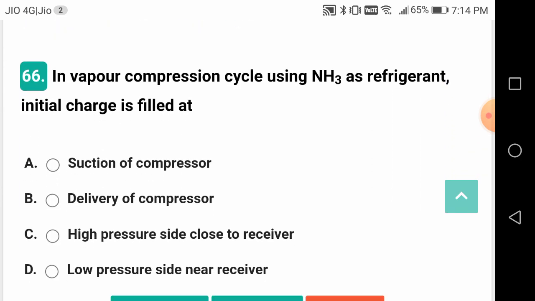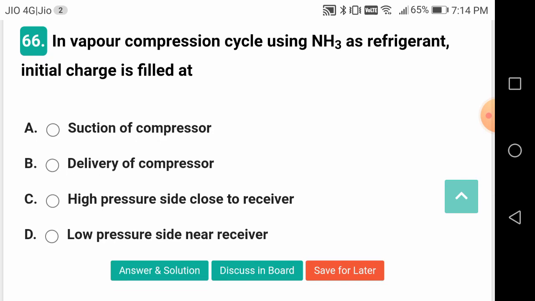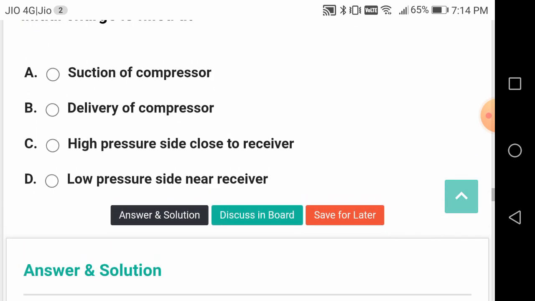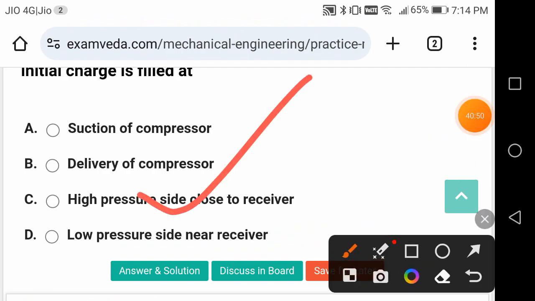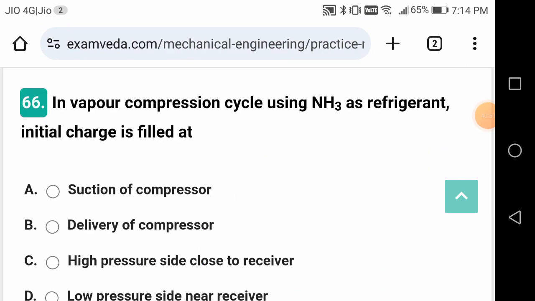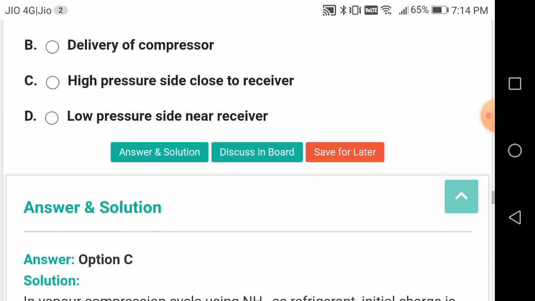In a vapor compression cycle using NH3 ammonia as refrigerant, the initial charge is filled at the high pressure side close to the receiver. High pressure side close to receiver. Once again, a good question.